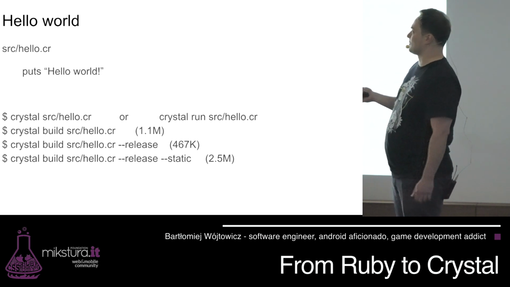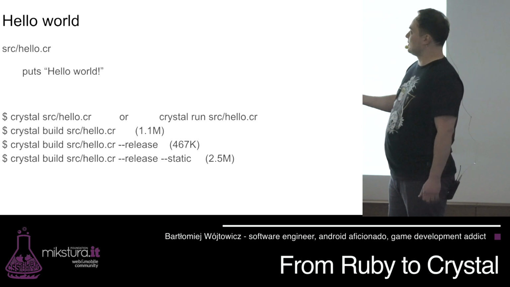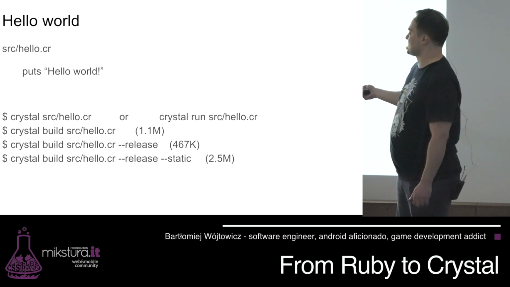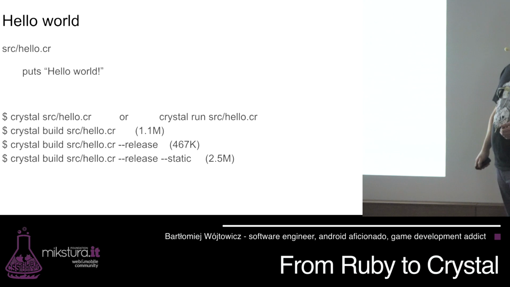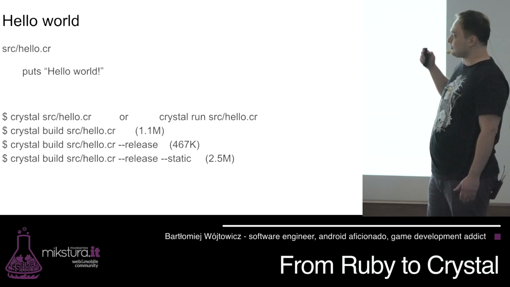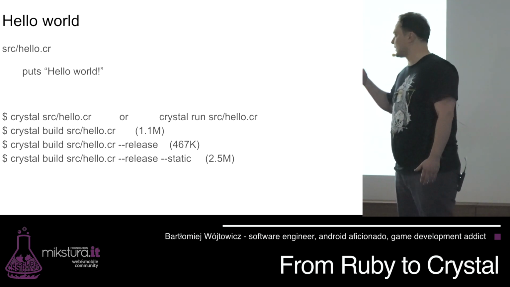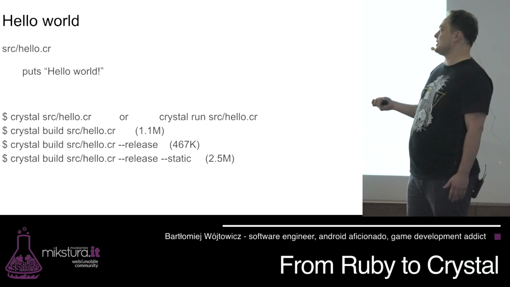Okay, so a simple hello world looks exactly the same as Ruby. So you have puts and hello world. Okay, if you want to run it, you just need to run it with crystal and your source, or use the run command. This is the same. What happens is that Crystal, because it's a statically typed language, will compile the source and run the binary. If you just want to build without running, for example when you're deploying an application, you can use build. It will produce a binary.